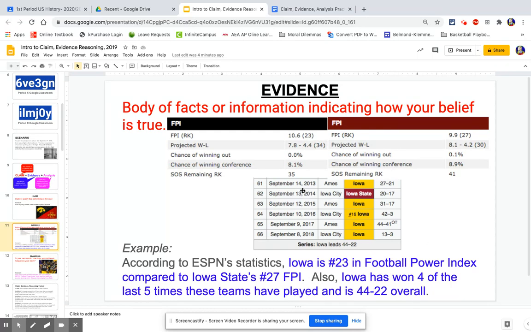Also, if we look back here, these are the last few times that Iowa has played Iowa State. And as you can see, Iowa has actually won 1, 2, 3, 4, 5 of the last 6 games that these two teams have played. And Iowa has won 44 times, and Iowa State has only won 22 times that these teams have played. All right. So that right there is my evidence, because it's not just my own opinion, but I am backing this up with ESPN statistics and past games. So this evidence is pretty strong.